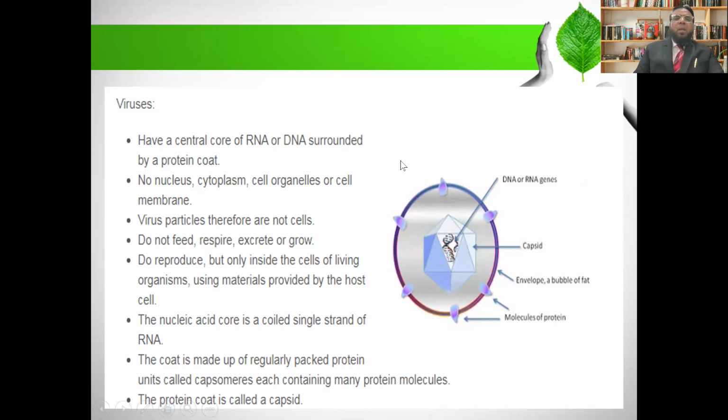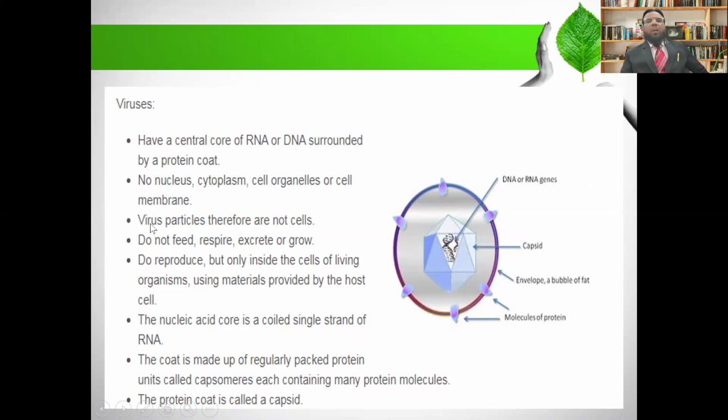That's why this virus is not included in any of the kingdoms of living things. One group of scientists says that it's a living thing, another group of scientists says it's a non-living thing. So it is on the borderline between living and non-living. You can see here a central core of RNA or DNA surrounded by a protein coat, and no nucleus, no cytoplasm, no organelles or cell membrane.